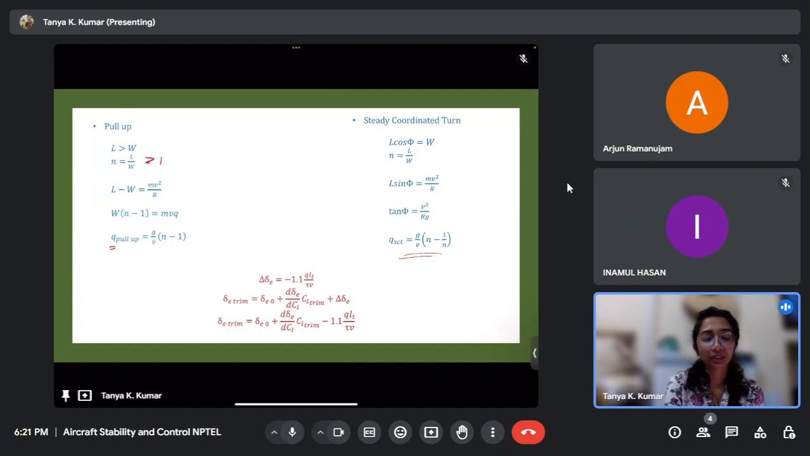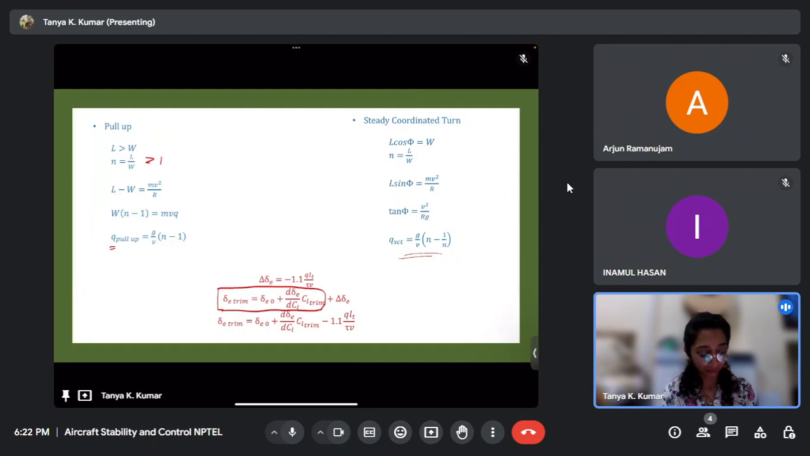Okay, so the pitch rate for steady coordinated turn is derived as g upon V into (n minus 1) by n. Now the delta E required to trim the aircraft we had seen, it is this formula. Now due to these maneuvers, you will have an additional delta E requirement. So delta E trim plus this delta E will be required to trim the aircraft during these maneuvers.